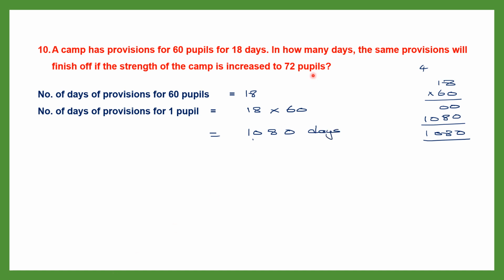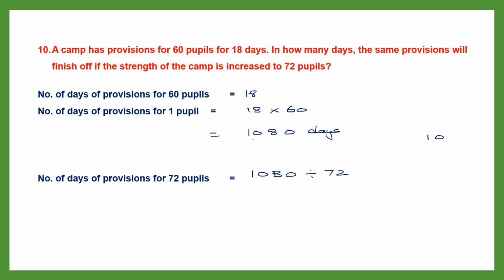So many days it will last because there's only one student. Now the question is, suppose you increase it to 72 students. How long will that same provision last? If you increase it to 72, it's going to be less. It's going to finish off very fast. For one student it takes so many days, but for 72 pupils it's going to finish very fast. So it's division. Let's divide 1,080 by 72.